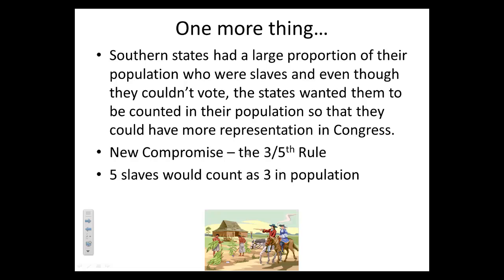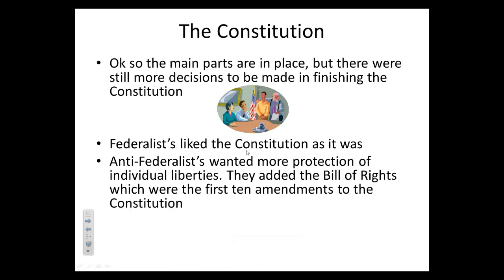This would not only help states get the things they wanted more easily, but would help the southern states fight a lot harder against the abolition of slavery. So the agreement came about that one slave, or rather 5 slaves, would count as 3 residents. This was called the 3/5 rule. What do you think about that? Crazy, huh? So now the Constitution is in place.